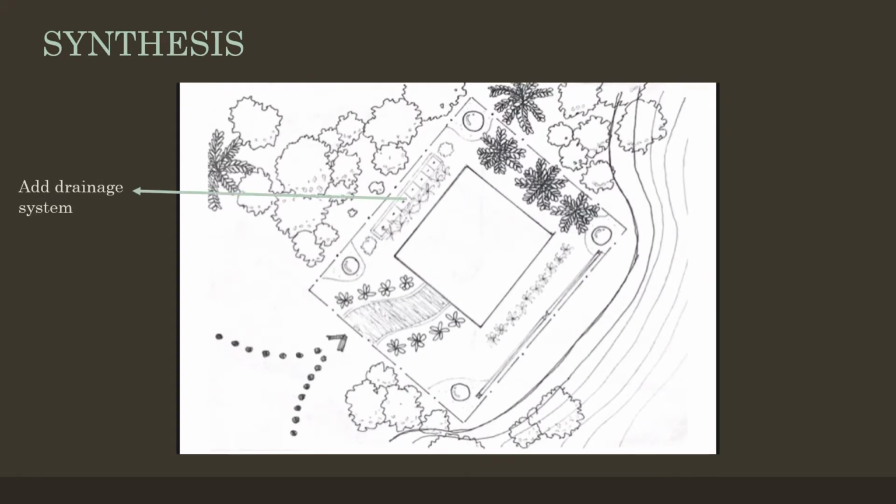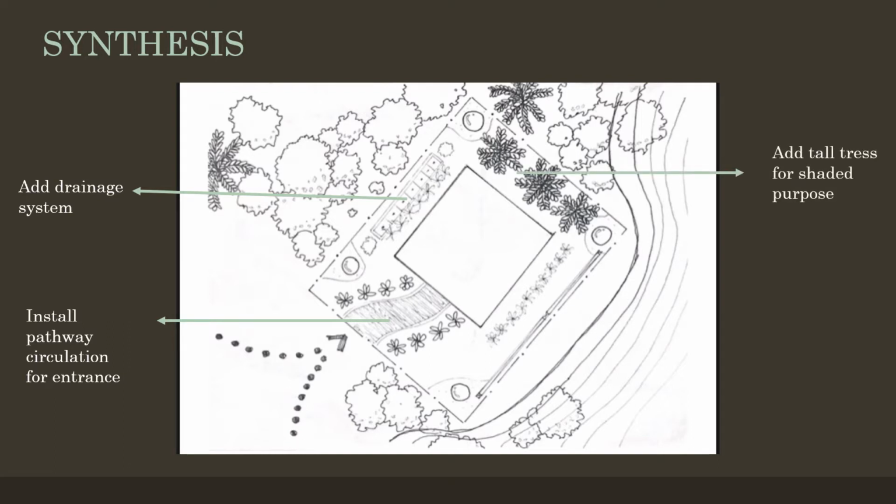I would like to add a drainage system because there's no water flow system. Also, a curly pathway for people to come there. Also, I would like to add torches for shadow purposes because it is an exposed area, and install lighting sources, especially for the night, as there are no light sources. Also install a fence near the slope.